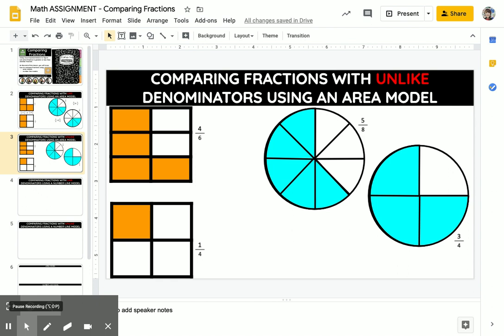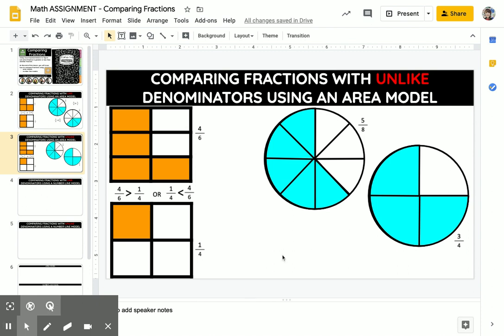Visually, you can see that this square has more shaded in, meaning that 4/6 is greater than 1/4. Again, you can also turn that inequality around to say 1/4 is less than 4/6.